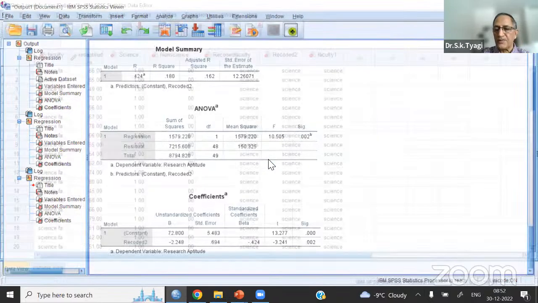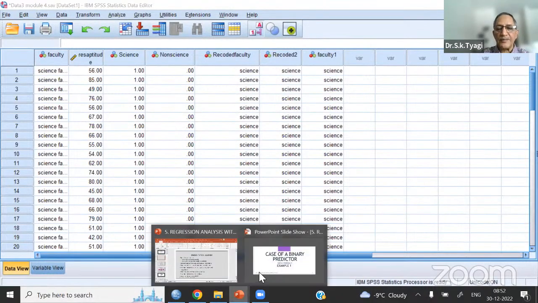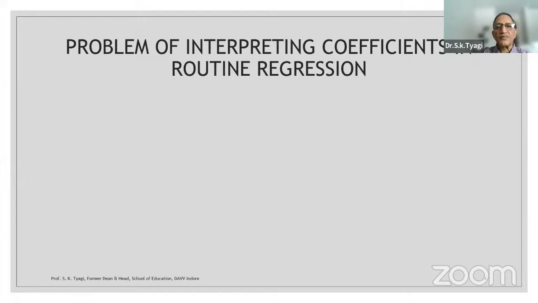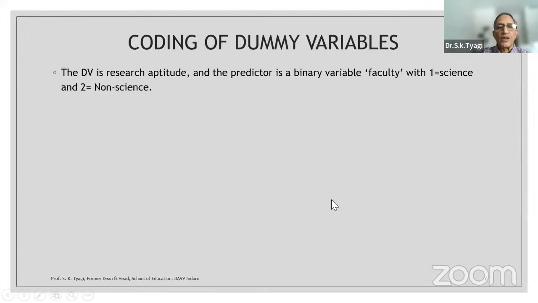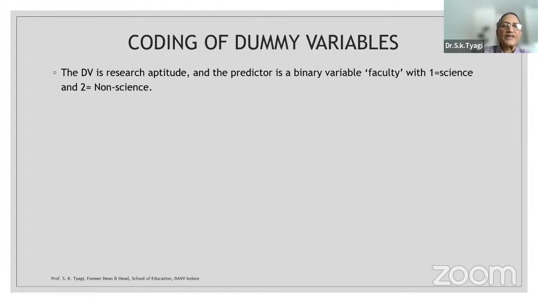So this is the problem which I posed before you. Now I am coming to the solution. The solution is the dummy coded variable. Let us see what a dummy coded variable is and how we do it. This is the problem of interpreting coefficients in a routine regression. Now, coding of dummy variables. In this particular situation, the dependent variable is research aptitude and the predictor is a binary variable, faculty, with 1 equal to science and 2 equal to non-science.